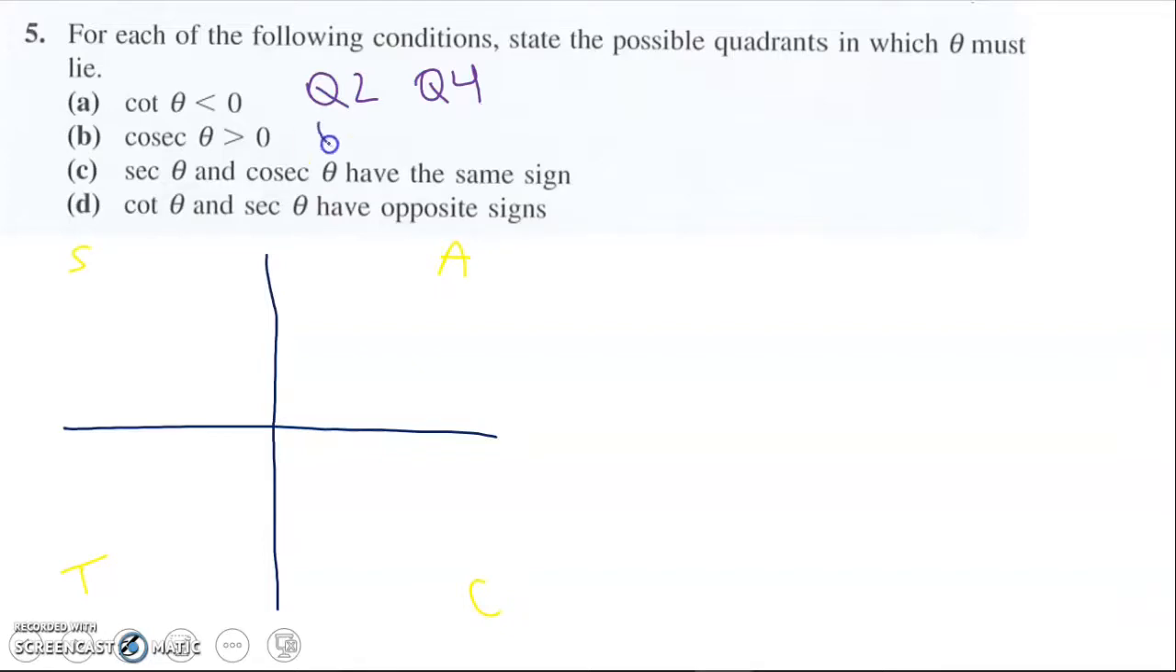Cosecant, where is cosecant positive? Everything is positive in Q1. It's also going to be positive where sine is as well, so Q2. Secant and cosecant, where do they have the same sign? This is going to end up being Q1 and Q3. And D, where is cotangent and secant? Where do they have opposite signs? That will end up being Q3 and Q4.